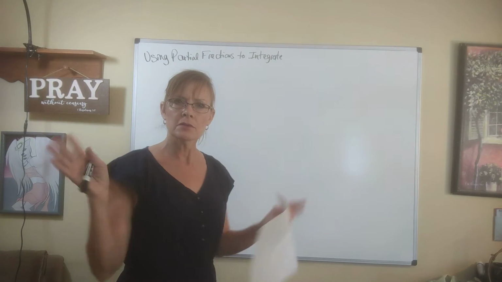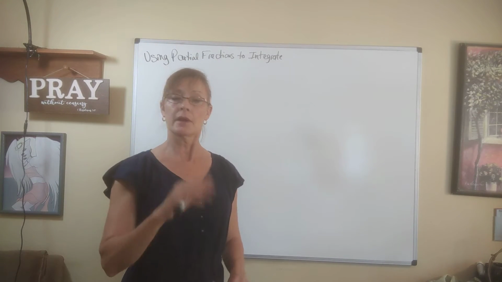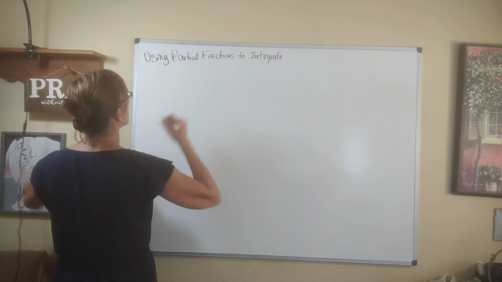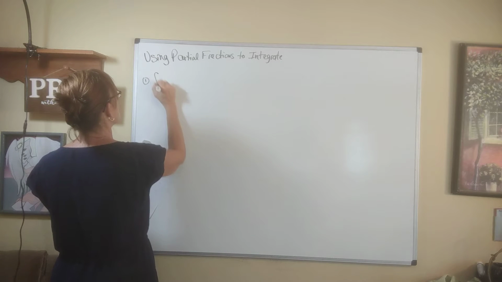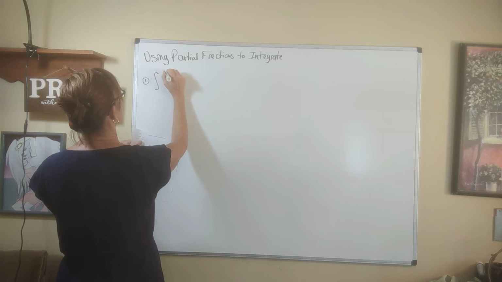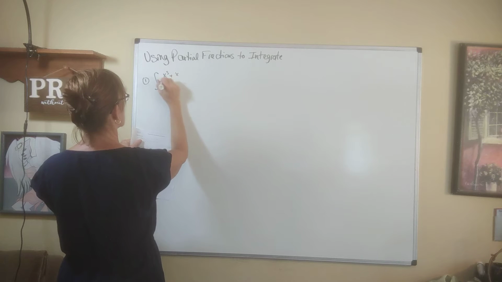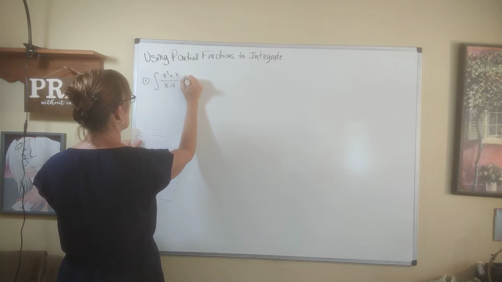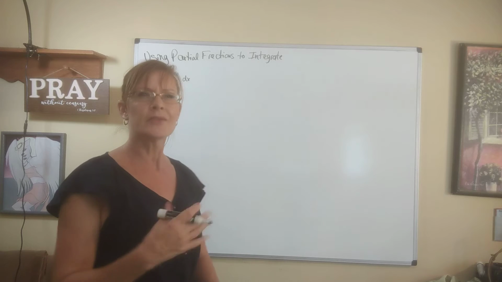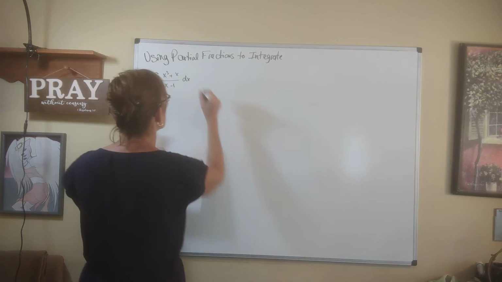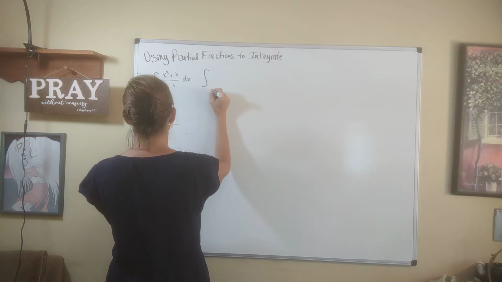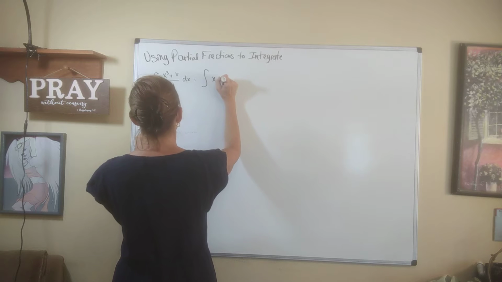Okay, now we're going to use all that work we just did to integrate. It helps so much. So the first one that we had was the integral of (x cubed plus x) over (x minus 1) dx. But we realized we could divide this and make it easier. So we did that, and once we divided it, we got x plus 1.